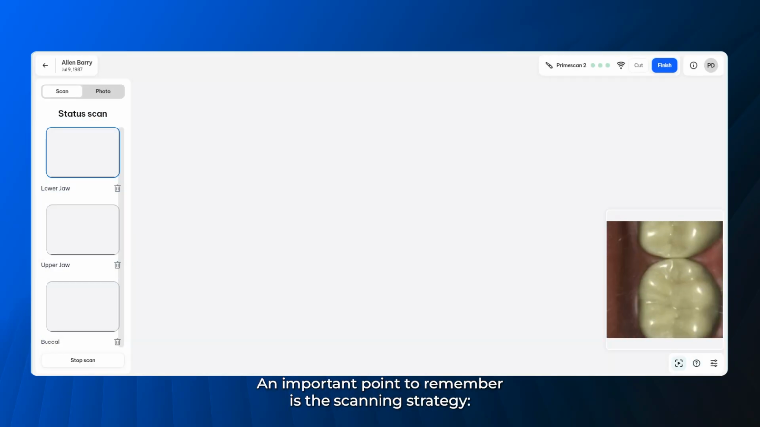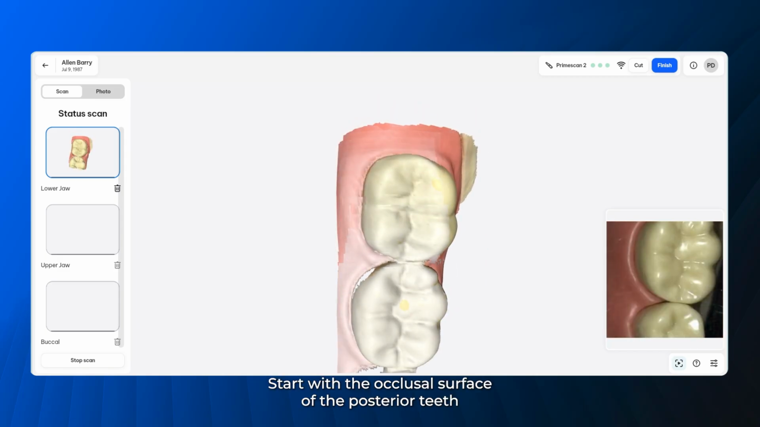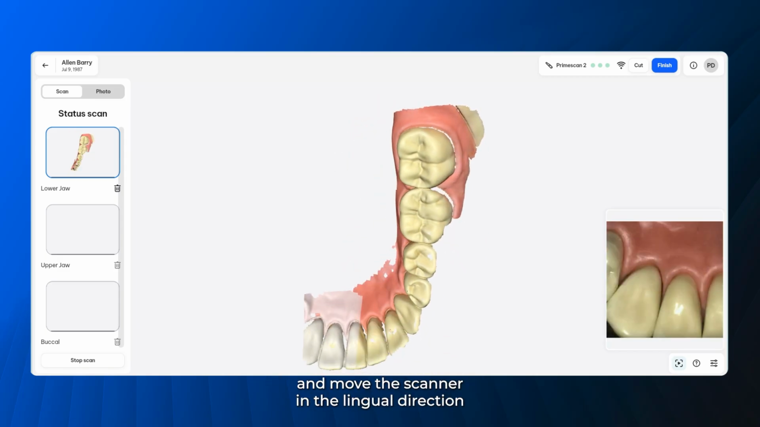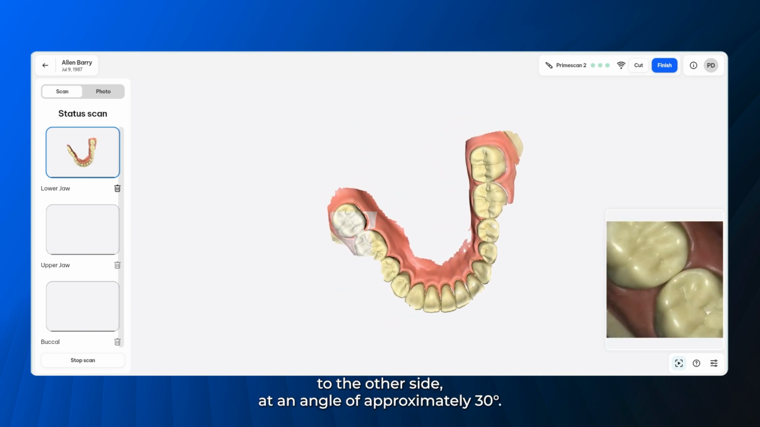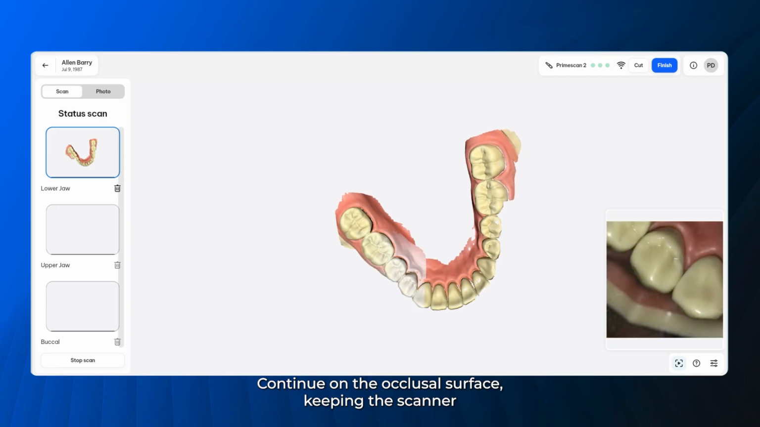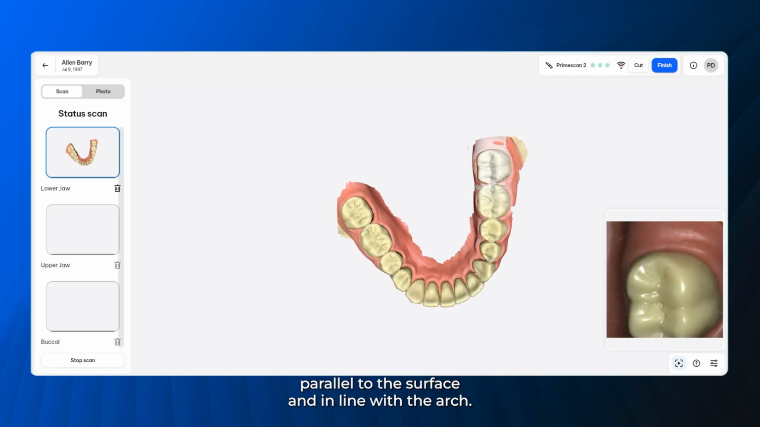An important point to remember is the scanning strategy. Start at the occlusal surface of the posterior teeth and move the scanner in the lingual direction to the other side at an angle of approximately 30 degrees. Continue on the occlusal surface, keeping the scanner parallel to the surface and in line with the arc.